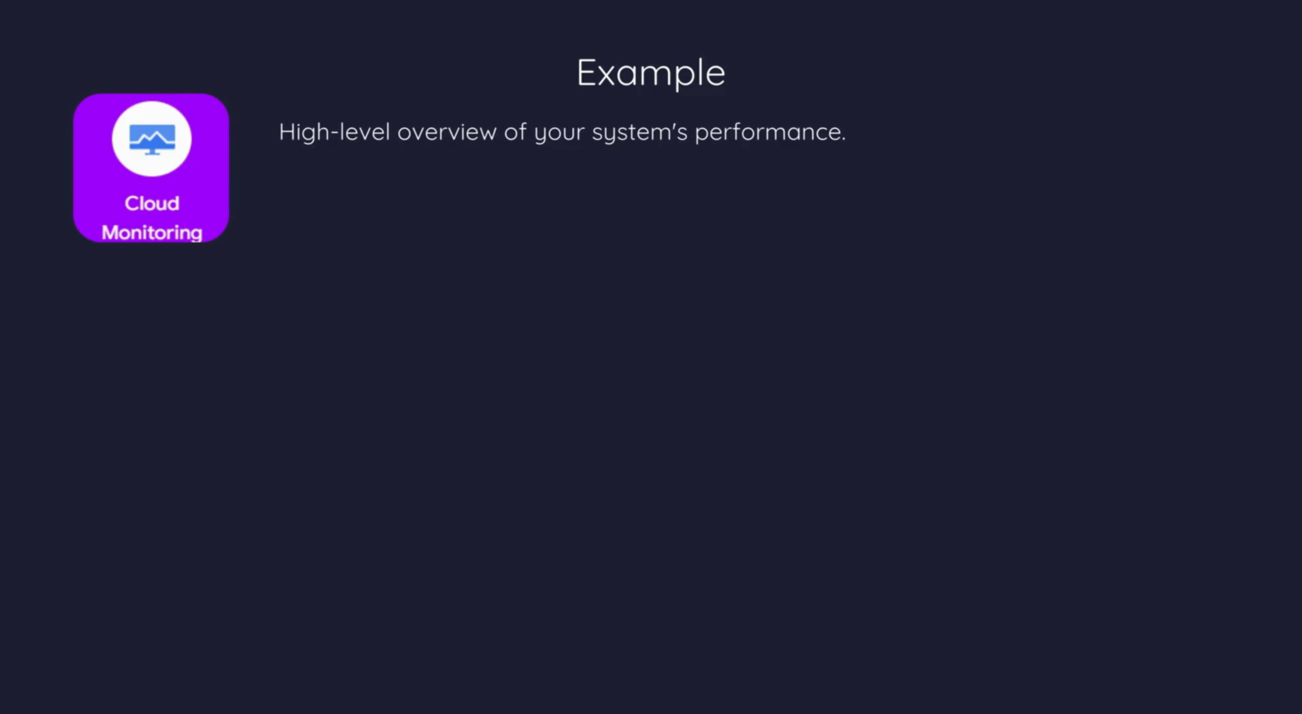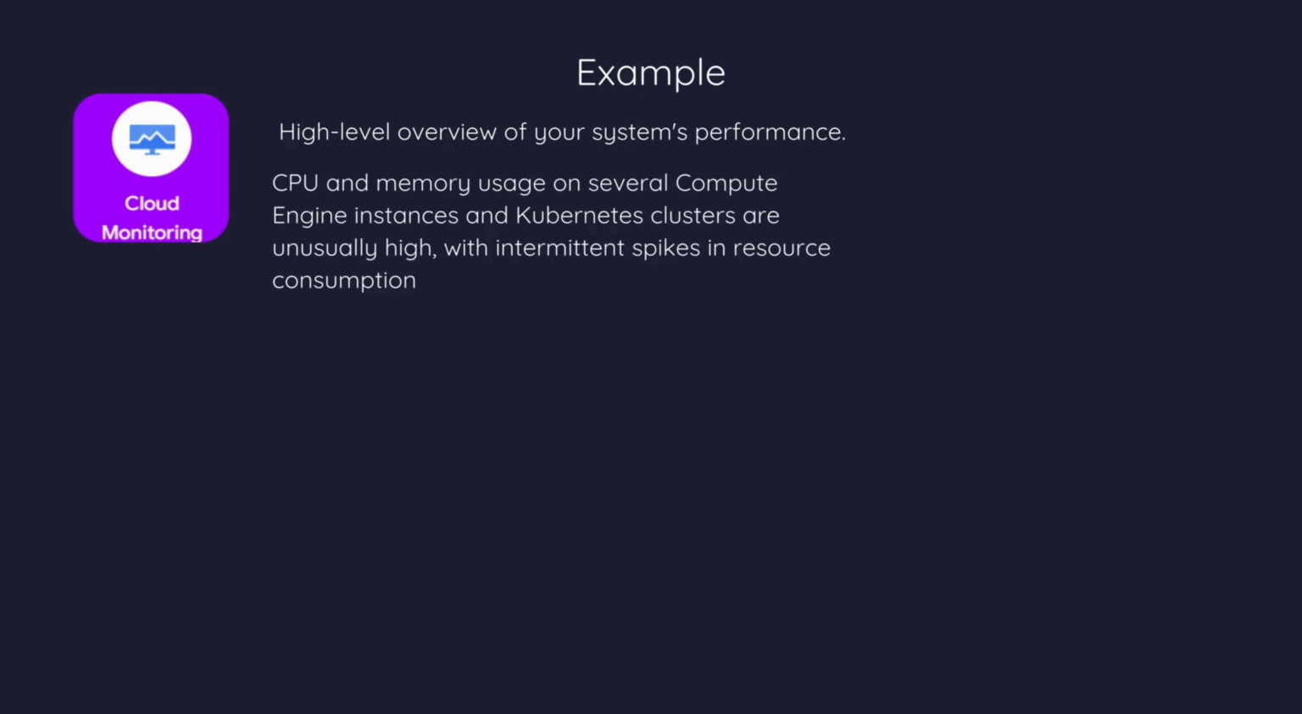Problem detected. You start by using cloud monitoring to get a high-level overview of your system's performance. You notice that CPU and memory usage on several compute engine instances and Kubernetes clusters are unusually high, with intermittent spikes in resource consumption. An alert shows that the CPU usage has been consistently over 90% for the past few hours, and response times for the web application are degrading.